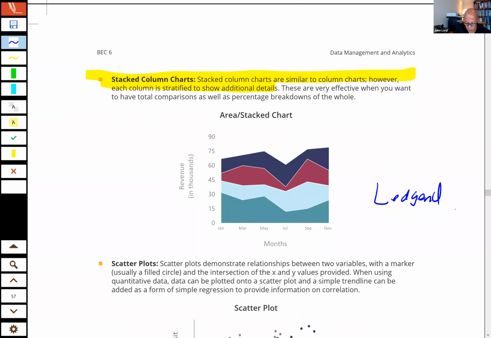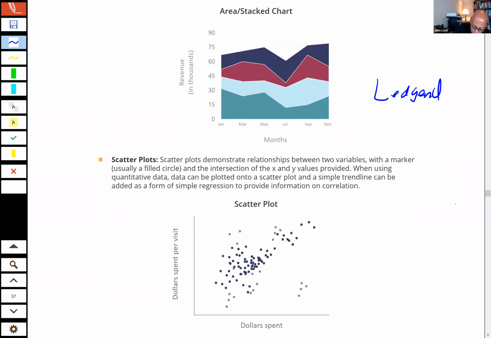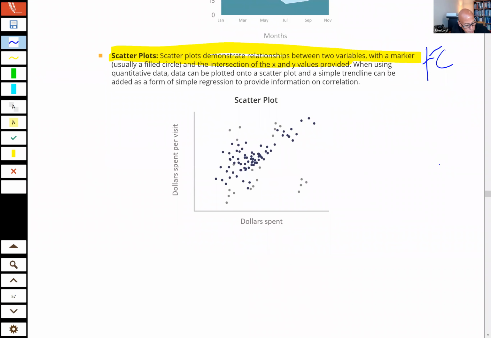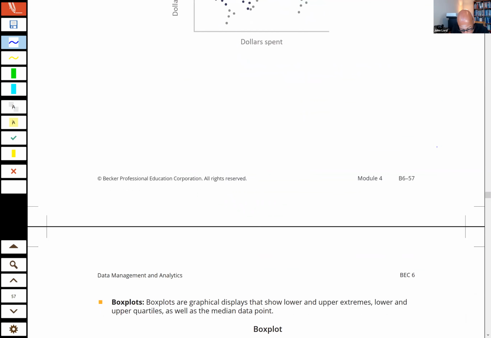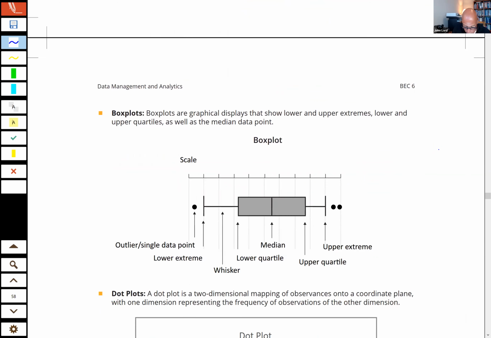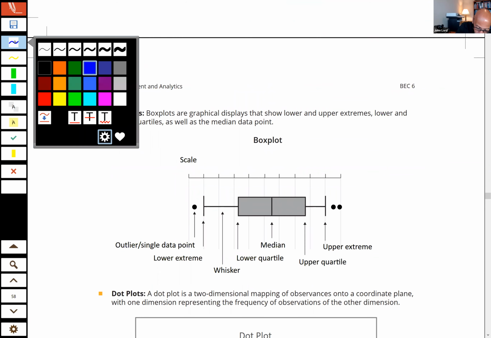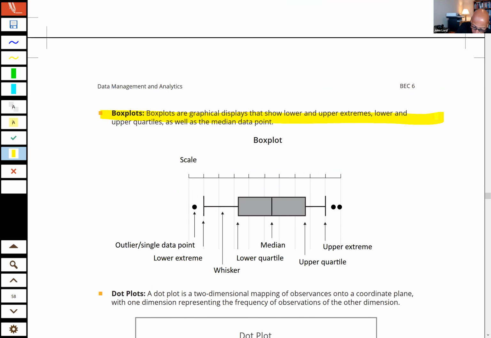And then we have scatter plots. They explain relationships between two variables, usually the X and the Y. The X being the independent variable, the Y being the dependent variable. And that's really what regression analysis does to a large extent, but you can flashcard that. Okay, good. Coming over, you can have box plots. This thing is a box plot.